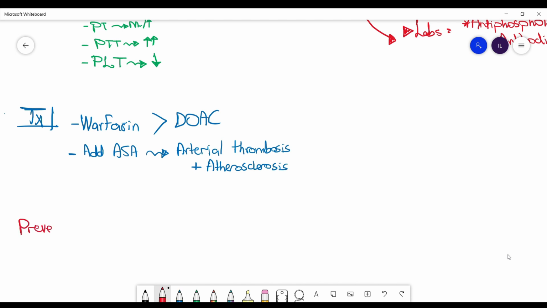Now, what if you were able to diagnose a patient with antiphospholipid syndrome without the presence of a thrombosis? Would you give them anticoagulation for prevention? The answer is no, because there is no evidence or studies that show there is a benefit from doing that. And this is a potential exam question, so keep it in your mind.